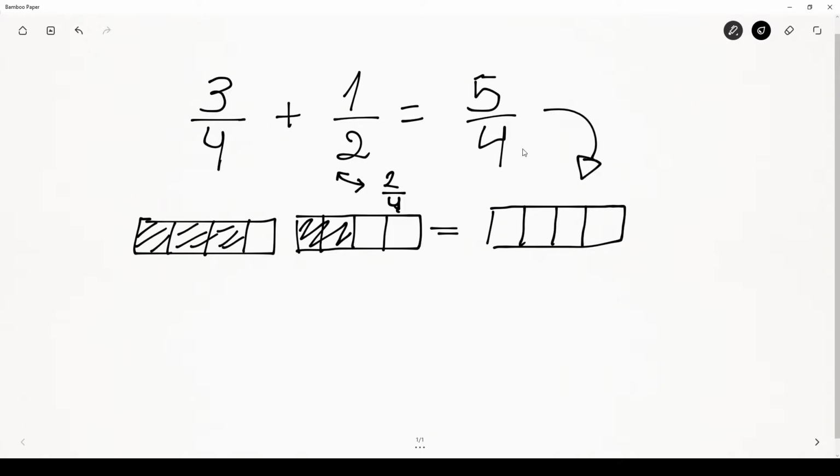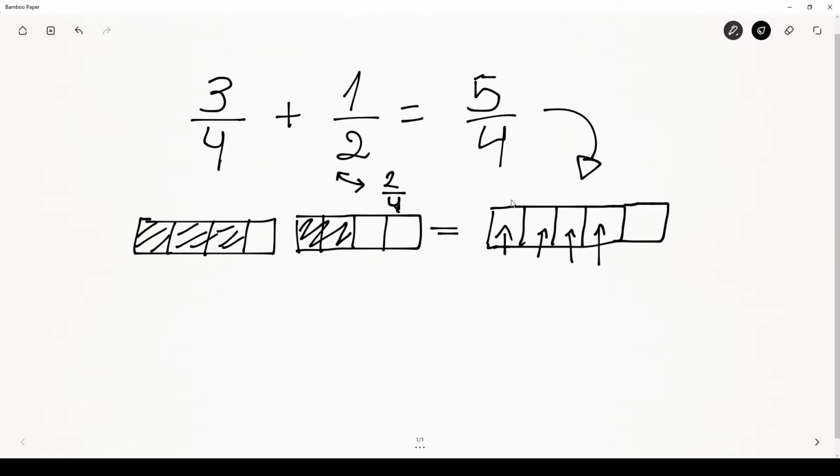Now remember, the denominator says how many equal parts compose this item. It's composed by 4 equal parts, okay? And the numerator says how many of those pieces we have. So this is one piece, this is another piece, this is another piece, and this is another piece. We have 4 pieces which make up this item. But this fraction says we have 5 of those items, so we have to add another one.